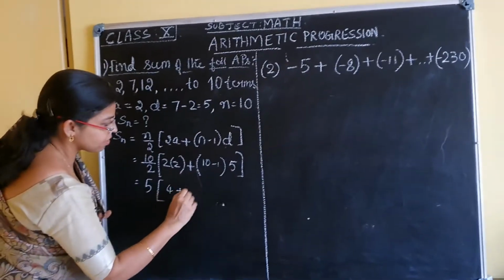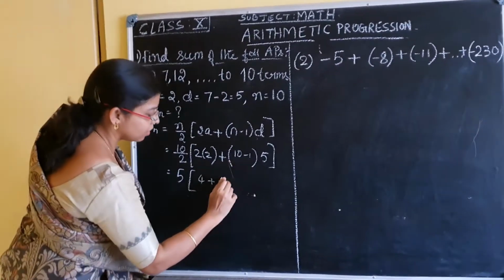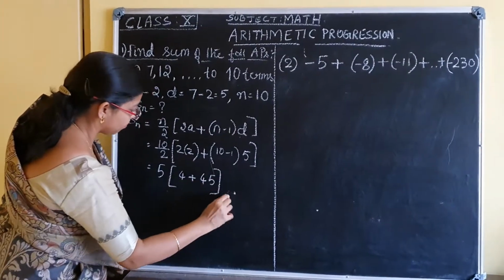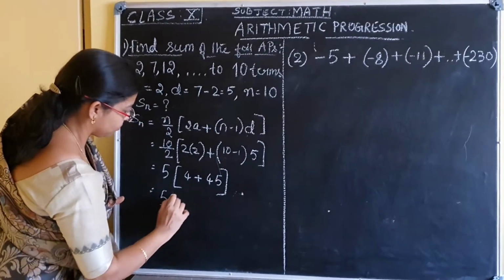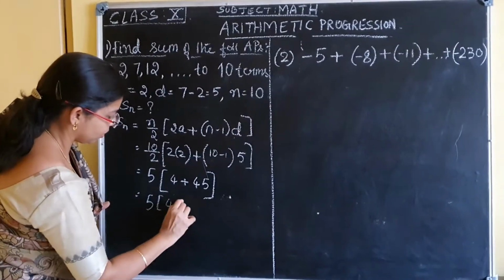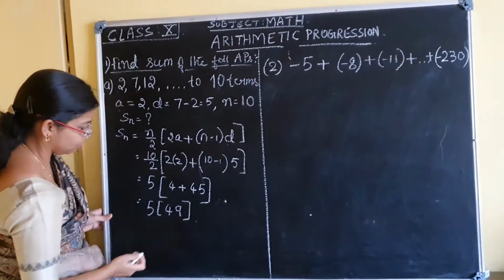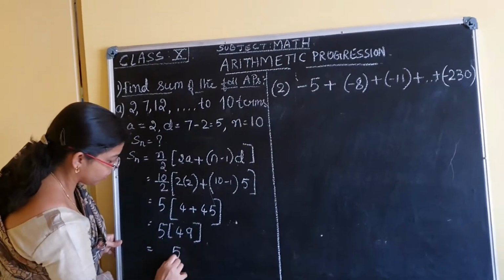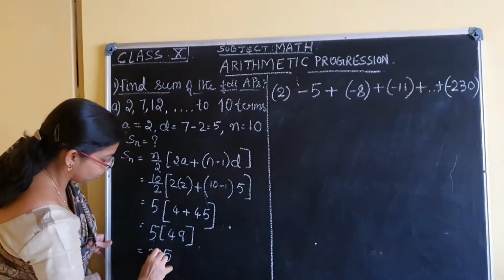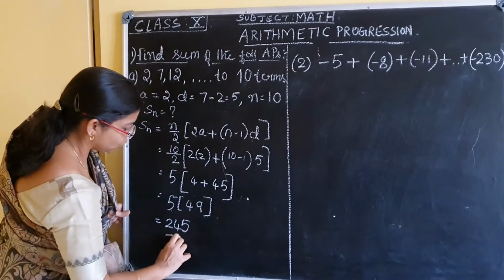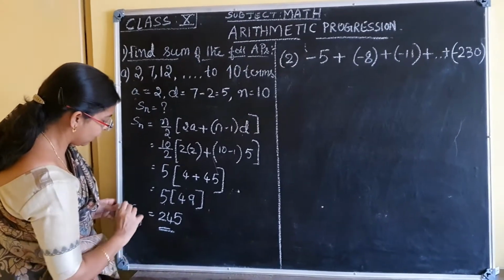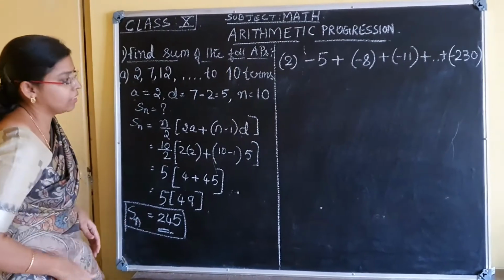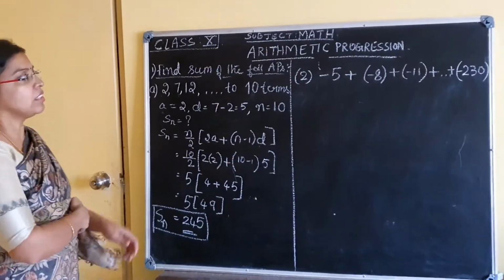4 plus 10 minus 1 is 9, 5 into 49. 245 will be the value of Sn. We'll go to the next problem.